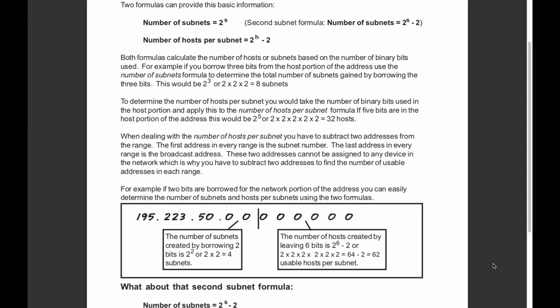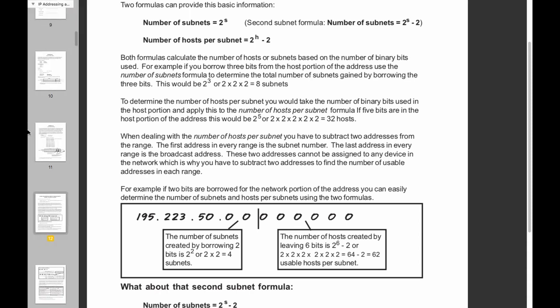Let's look at the example at the bottom of the page. There are 2 bits borrowed for the subnet and 6 left over for the host portion. 2 to the power of 2 gives us 4 subnets. And 2 to the power of 6 minus 2 equals 62 usable host bits.